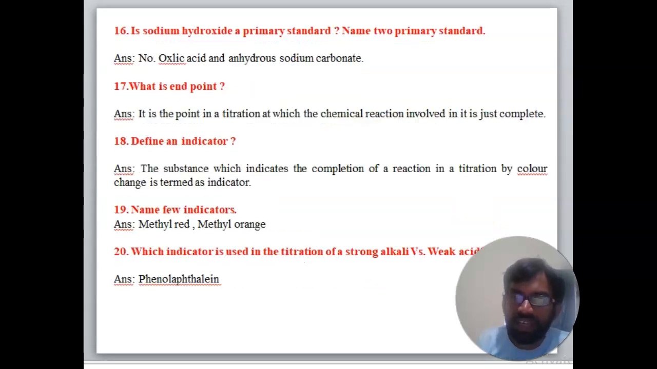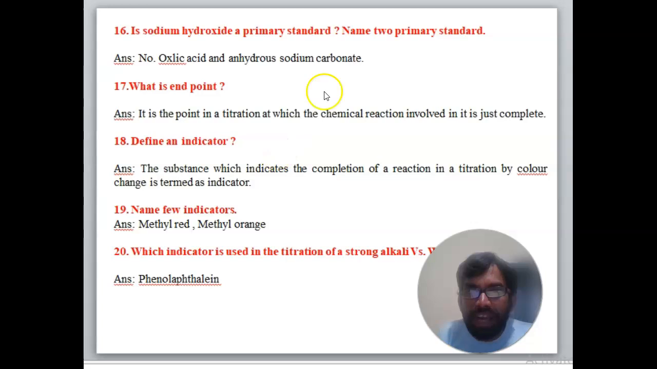Now the 16th one, is sodium hydroxide a primary standard? Name any two primary standards. Sodium hydroxide is not a primary standard solution. Oxalic acid and anhydrous sodium carbonate are primary standard solutions. Then the 17th one, what is the end point? It is the point in the titration at which the chemical reaction is just completed, that is called the end point.